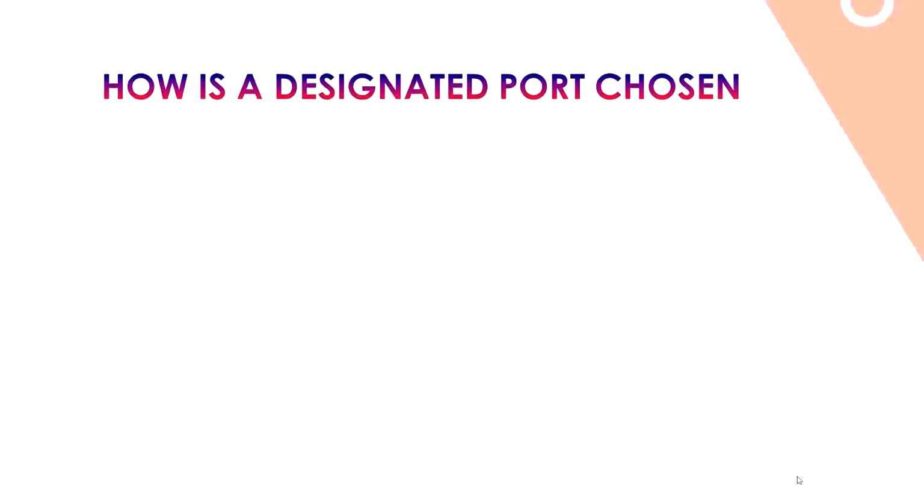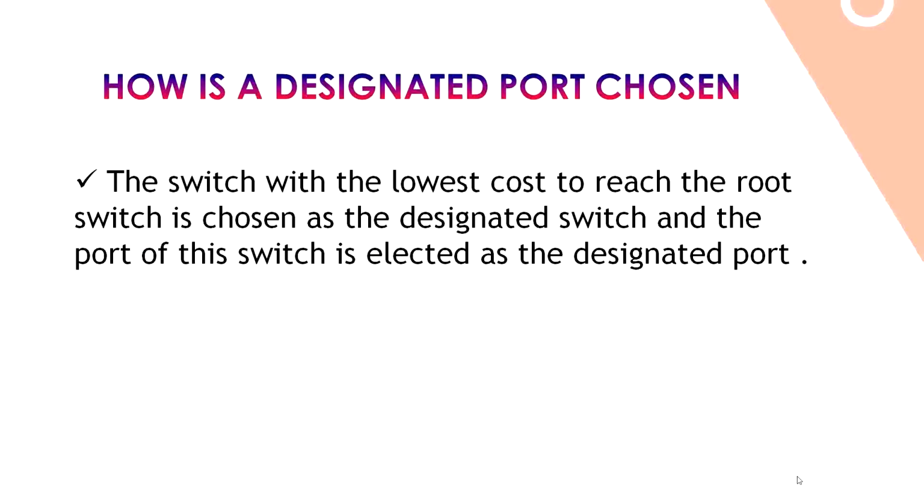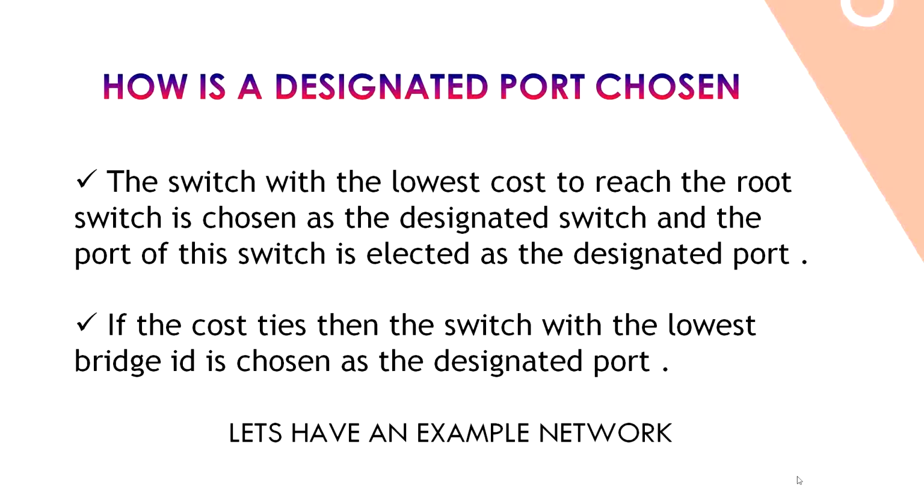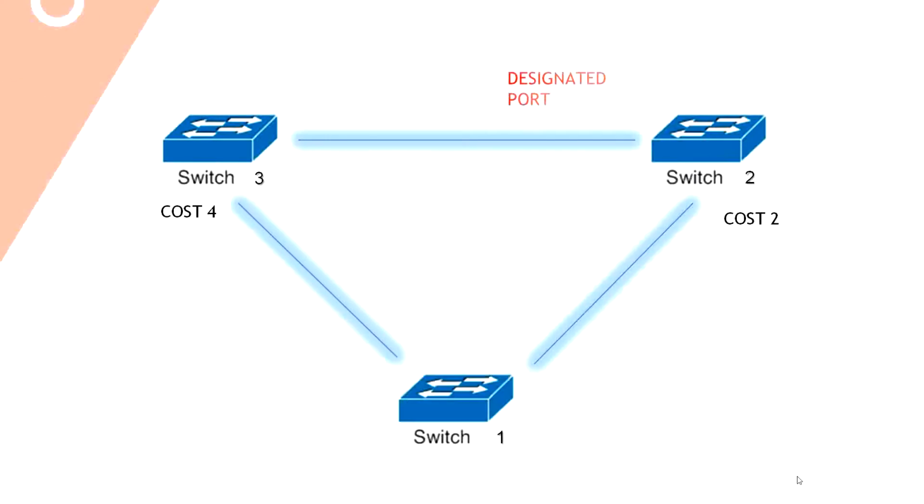So the next is how a designated port is chosen. The switch with the lowest cost to reach the root switch is chosen as the designated switch, and the port of this switch is elected as the designated port. If the cost ties, then the switch with the lowest bridge ID is chosen as the designated switch. So now let's have an example network. Here we have 3 switches.